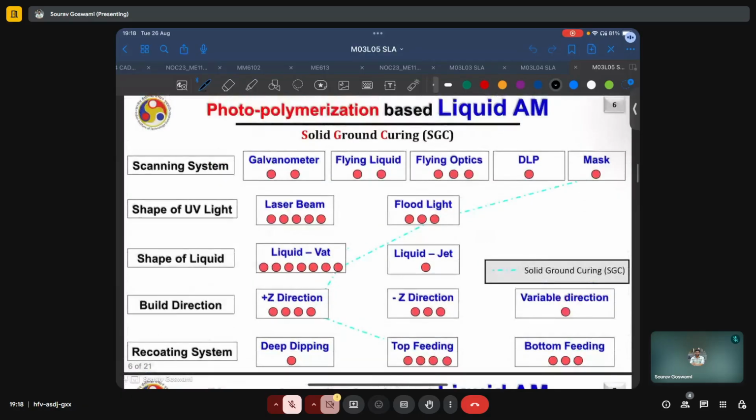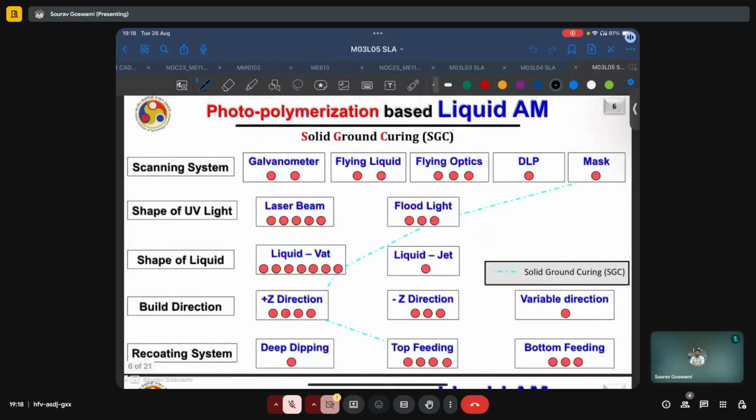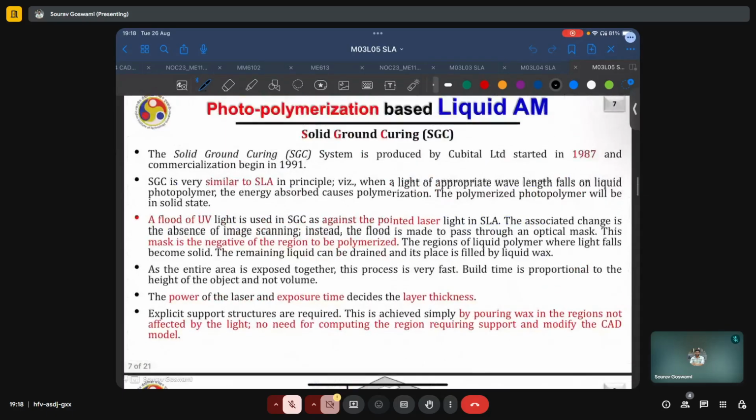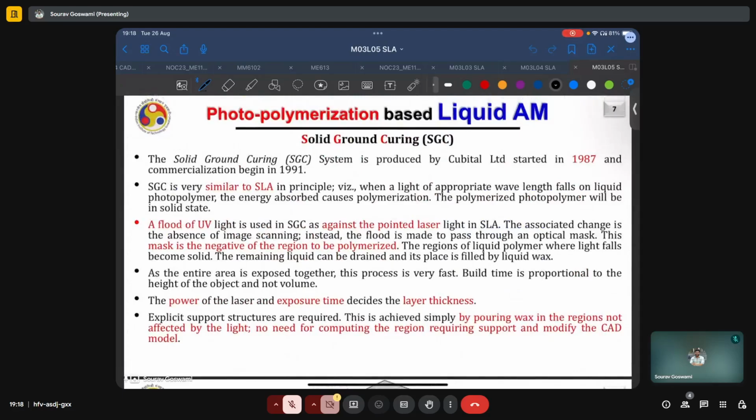Then there is solid ground curing, which uses a mask as the scanning system and uses a floodlight as the UV light. The shape of the liquid is in the form of a vat. Build occurs along the positive Z direction, and the recoating system uses top feeding. It is also very similar to SLA, and when a light of appropriate wavelength falls on the liquid photopolymer, energy will cause polymerization, leading to solidification of the liquid polymer.